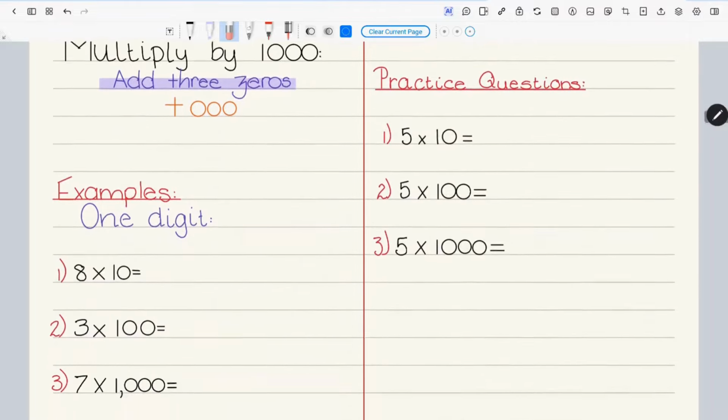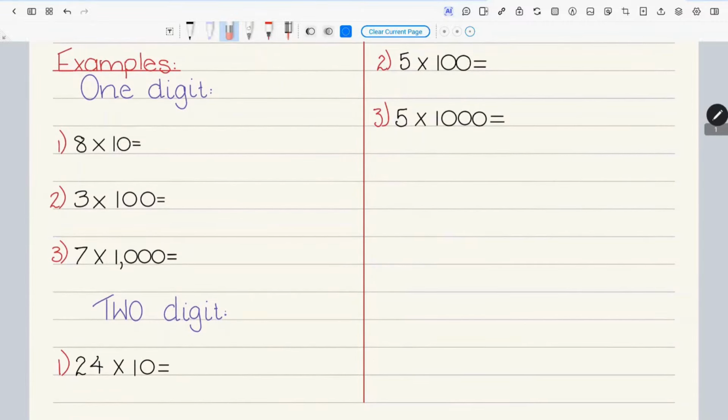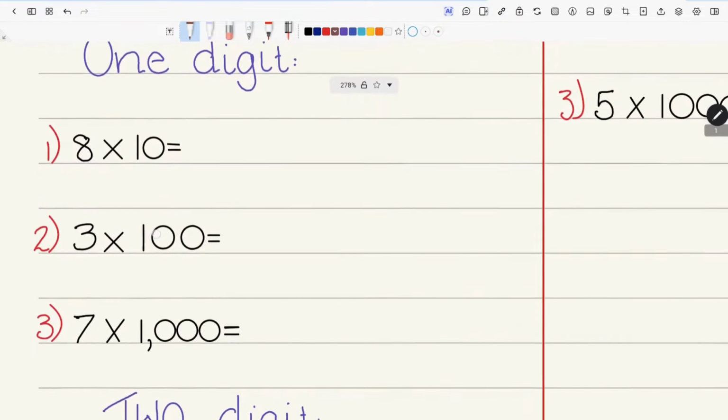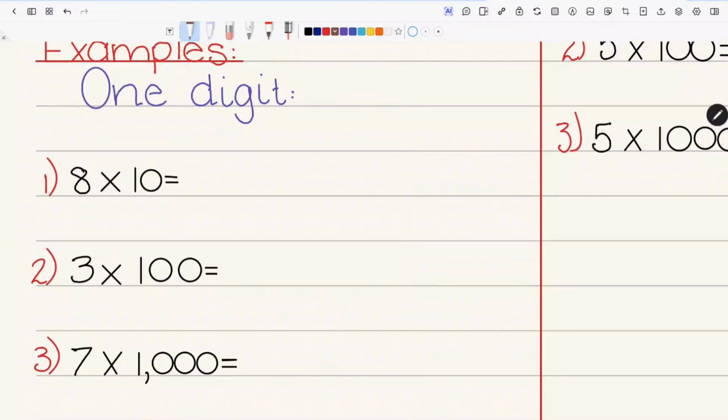Now let's try a few out on this couple of questions. When you multiply the first one, which is 8 times 10, you look at how many zeros there are. When we say 10, how many zeros are there? 1. So you would write 1 zero after the 8, which equals 80.